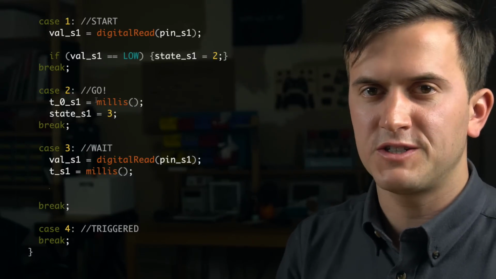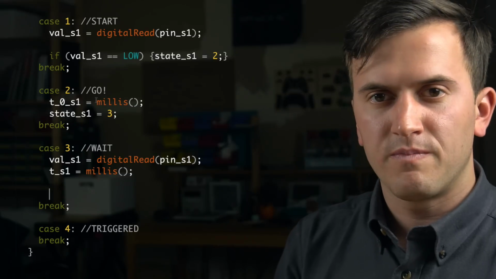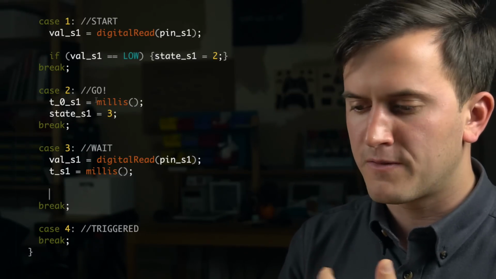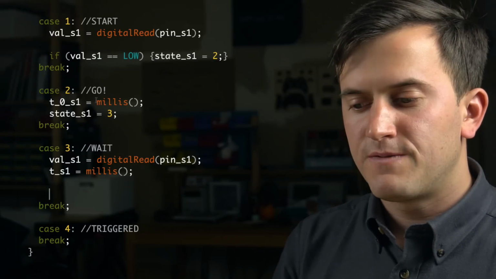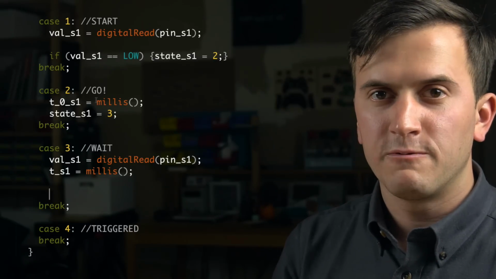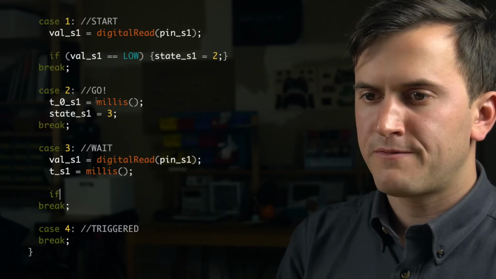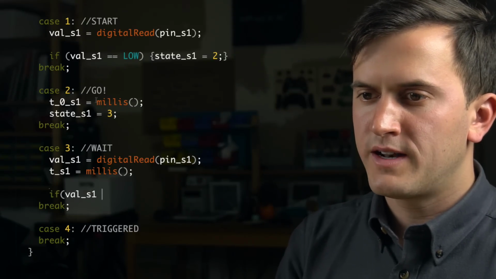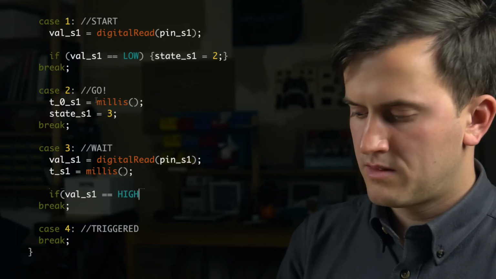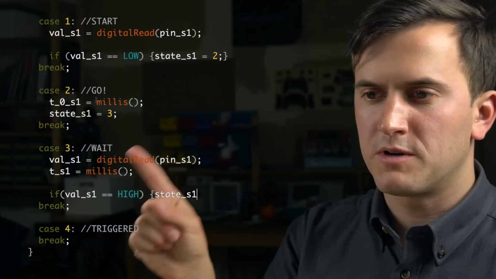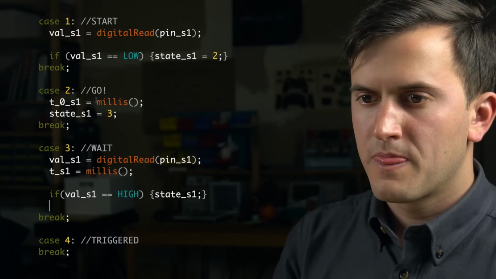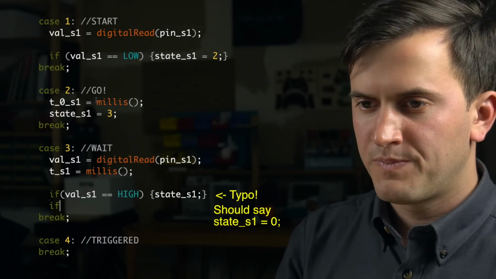Now we have 2 transitions out of the wait state. The main transition is that if 5 milliseconds elapse and we're still in the wait state, then we can proceed to the triggered state. And our other transition is that if the switch is high, we go back to reset, which would indicate a bounce. If the value of switch 1 is high, then I'll set the state equal to 0, and that will count as a bounce, and we'll go back to the reset state.